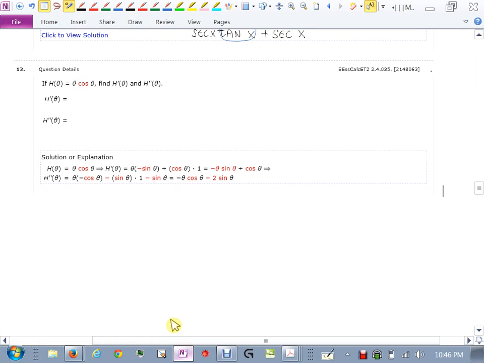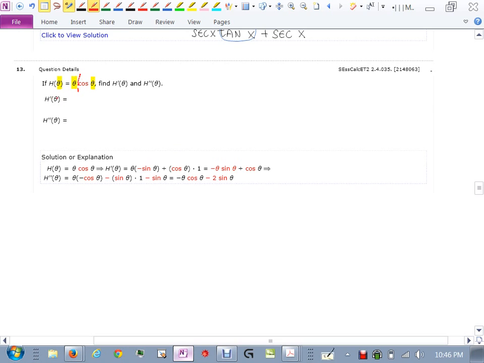Okay, for number 13, I want to point out, first of all, our variable is theta, not x, not y. It's theta. Now, that's fine. We just got to treat it like we've treated x the whole time. Notice we're trying to find the derivative and the second derivative of h, and we have theta times cosine theta. So we actually do have a product right there.